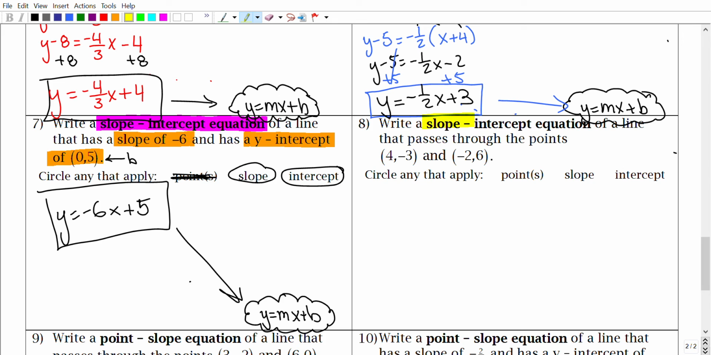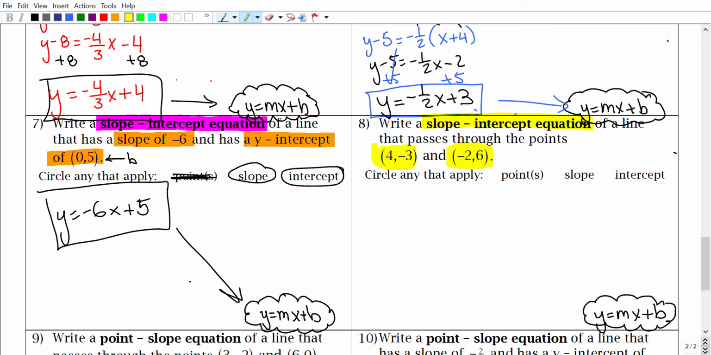Write a slope-intercept equation. So again, if it helps, write yourself a little reminder in the bottom right corner so you know what to look for in the very end. If we have not reached something that looks like that, then we are not done. Okay? So let's see right here. What do we have? Write the slope-intercept equation of a line that passes through the points (4, -3) and (-2, 6).